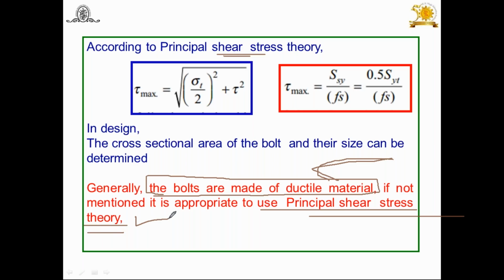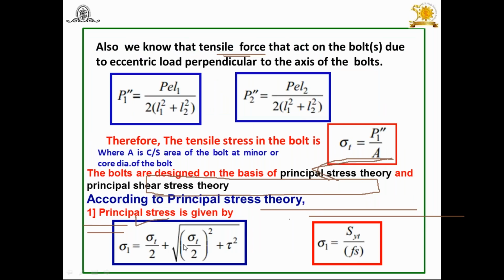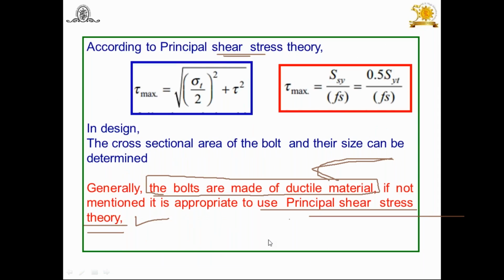If it is not mentioned in the problem statement while deciding the bolt size, then always you have to prefer the principal shear stress theory. Why? Bolts are made up of ductile material. But in examination sometimes they may mention to use principal stress theory. In that case you can use the theory discussed here, sigma t by 2 plus under root (sigma t by 2) bracket square plus tau square. Try to understand. I hope you understood these things.